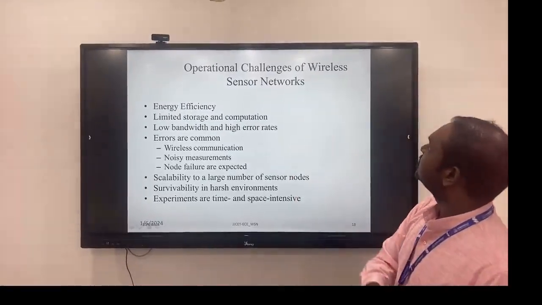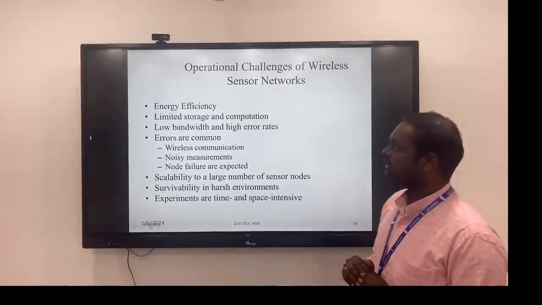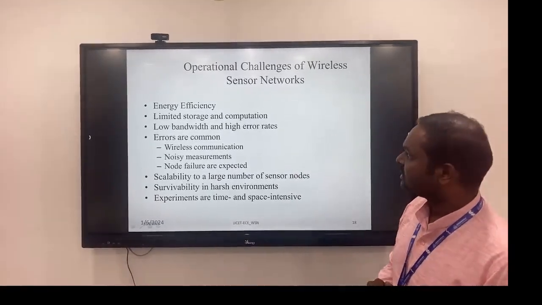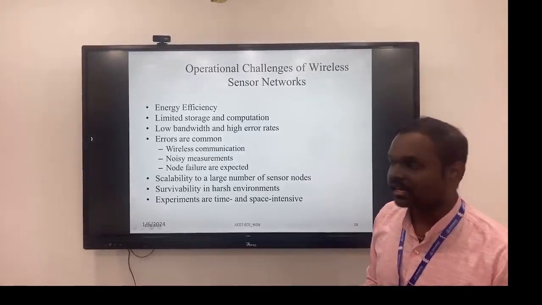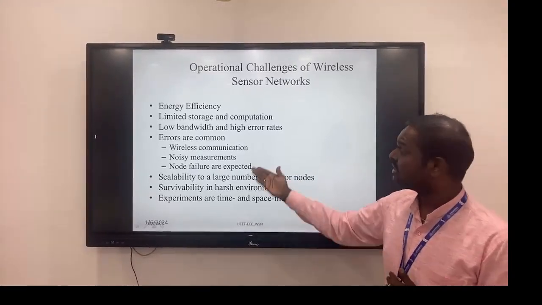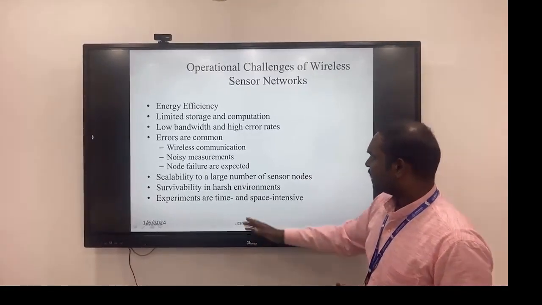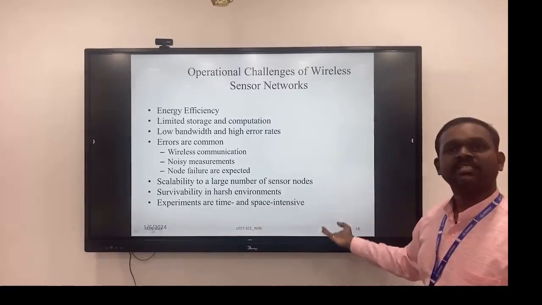These are some operational challenges of wireless sensor networks. Energy efficiency, limited storage and computation, low bandwidth and high error rate. And errors are common here. I mean, wireless communication errors, noisy measurements, and node failures are expected here. The experiments are time and space intensive.